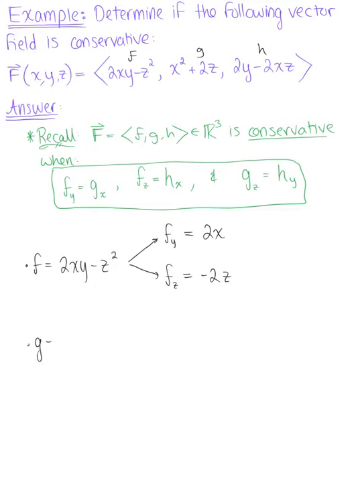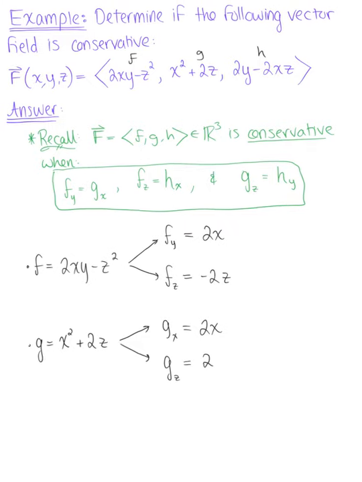So we have our g component here, x squared plus 2z. We want to go ahead and find the partial derivative of g with respect to x and the partial derivative of g with respect to z. So the partial derivative of g with respect to x is 2x. The partial derivative of g with respect to z is 2.